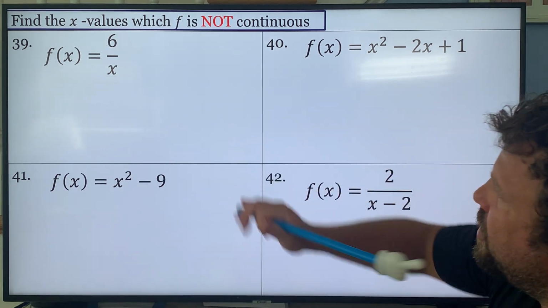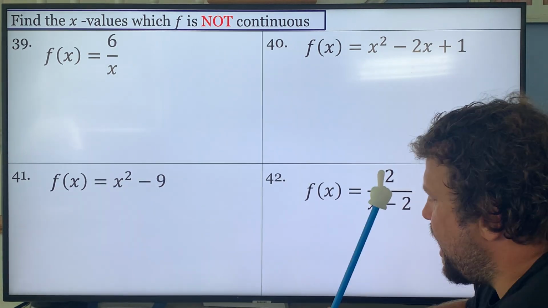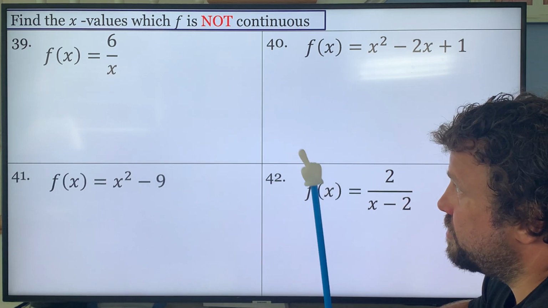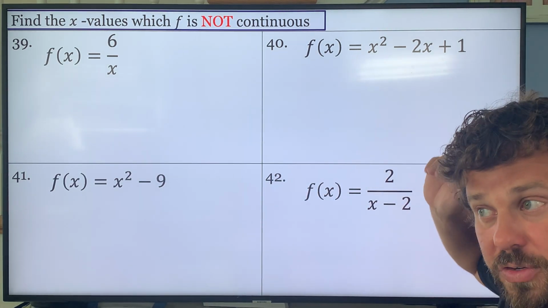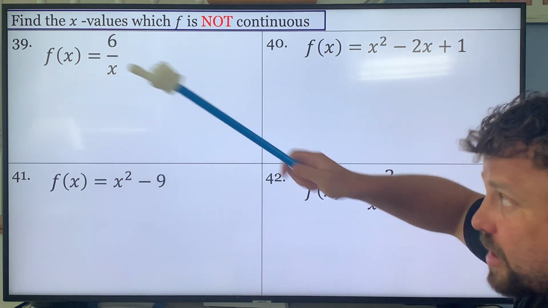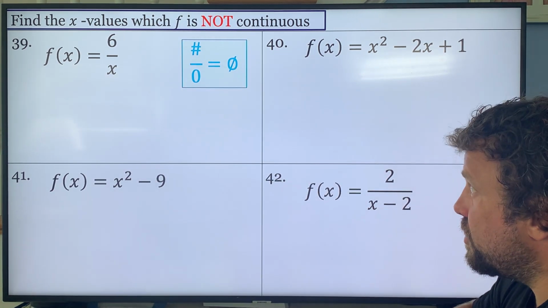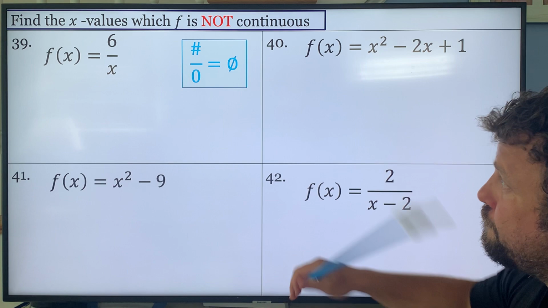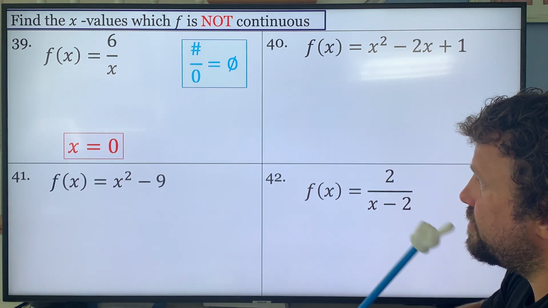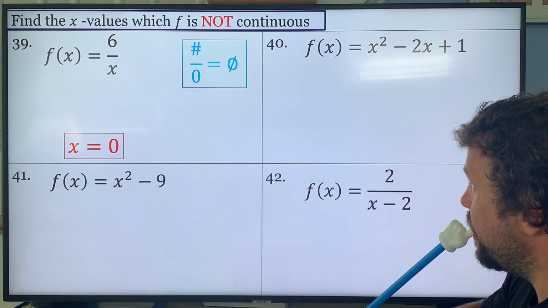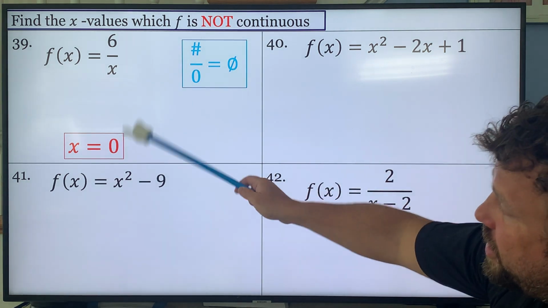All right, so next one. Tell where these graphs are not continuous. We're going back to domain and range from pre-calc. Told you we'd come back. The denominator cannot equal 0, right? 6 divided by 0. X cannot equal 0. So it's not continuous when x equals 0.